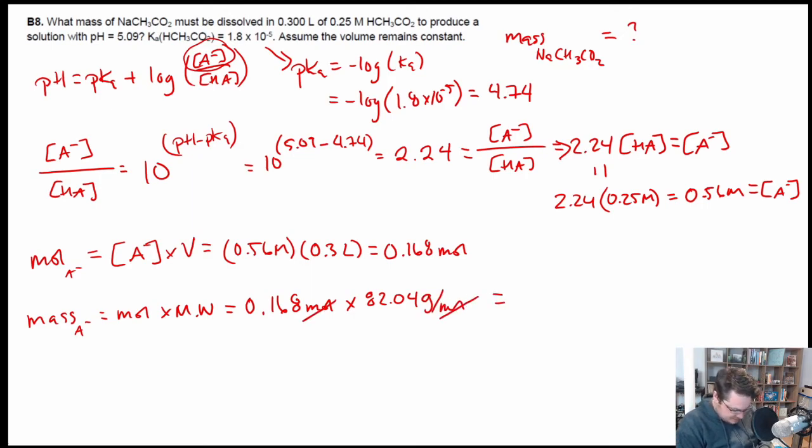So what we get is 0.168 times 82.04 gives us 13.78 grams. So 13.8 grams, 13.78 grams, which I believe matches what I have in the key. 13.8 grams. Yep, exactly. So that's how you approach this problem.